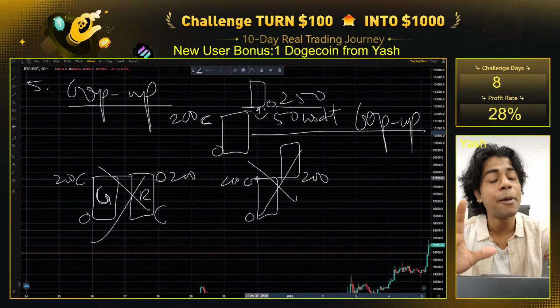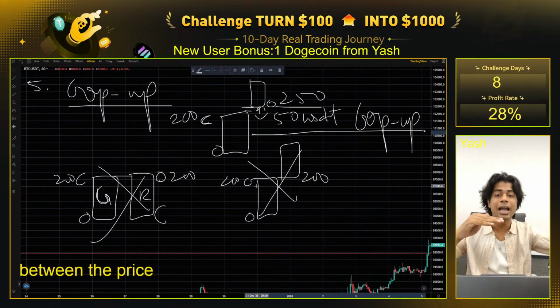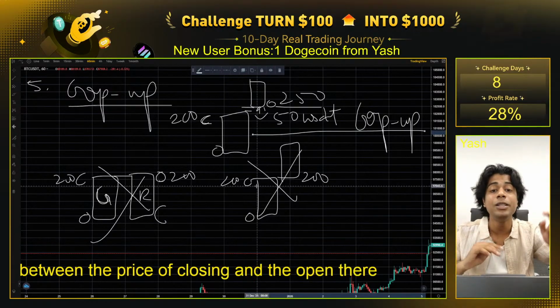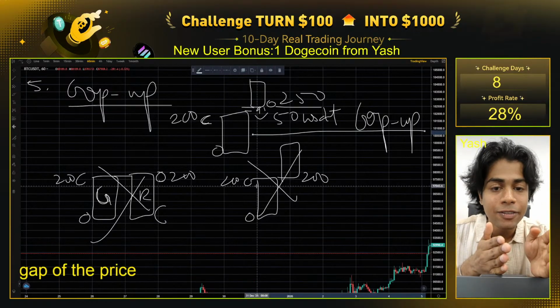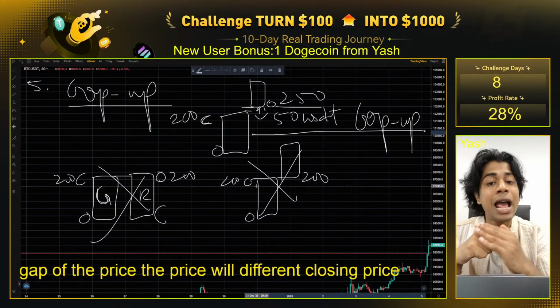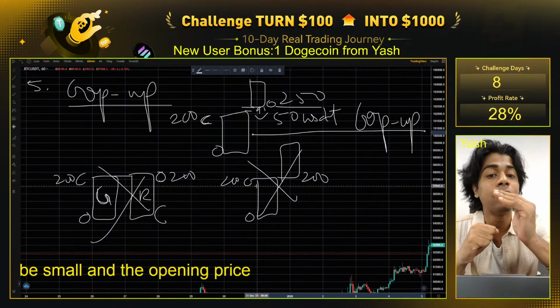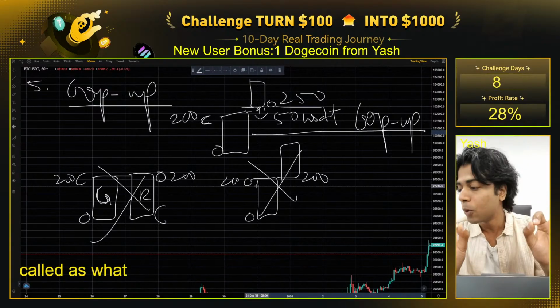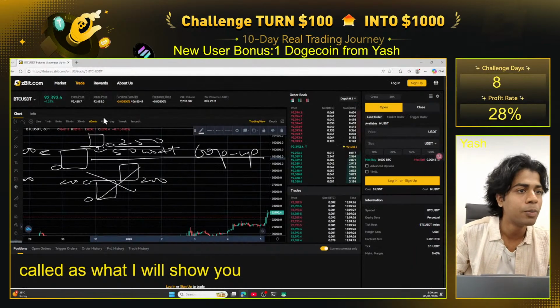This is a 50 USDT gap opening between the closing price and the open. There is a small gap in the price. The closing price will be small and the opening price will be a little above. It is called what? Gap up opening. I will show you one example of a gap opening very easily.